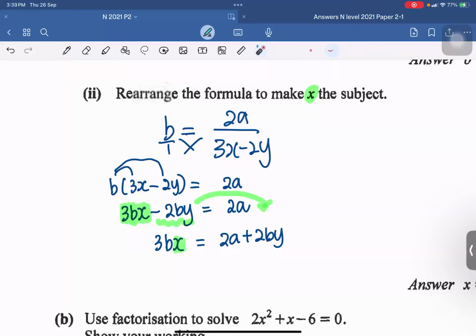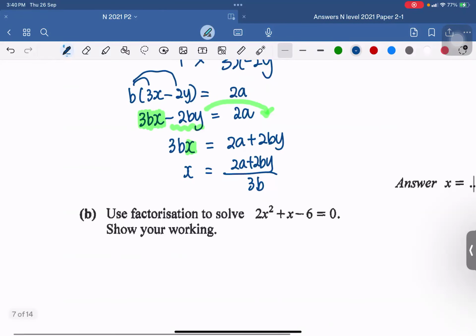But the relationship here is plus, minus, times, divide, which one? The b and the 3b and the x are multiplied together, right? So how am I going to get rid of the 3b? Divide by 3b. So x equals 2a plus 2by over 3b. This one is relatively easy because they never asked you to do factorization. Is that okay?